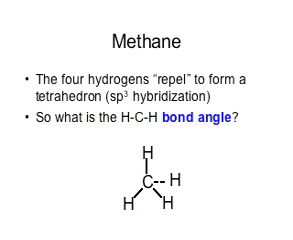Okay, so the four hydrogens in methane, or actually the electrons that make up the bonds to those hydrogens, repel each other to form an overall tetrahedral shape. This is called sp3 hybridization. This is part of valence shell electron pair repulsion theory. We'll get to that a little bit later.